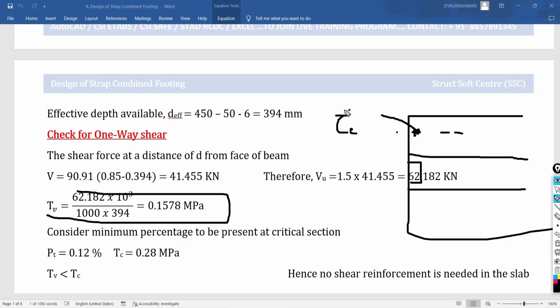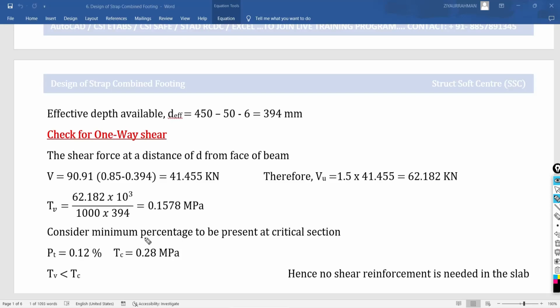To find out this tau c, we need to know the percentage of reinforcement available at this section. Without designing the reinforcement, you cannot perform the one-way shear check. Unless you know how much percentage of reinforcement is available at that section, you cannot check against one-way shear. That's why we need to assume the percentage of reinforcement at that critical section. Till now we have not designed the reinforcement, so how can you know the percentage of reinforcement available there?